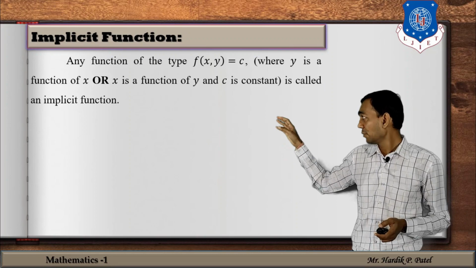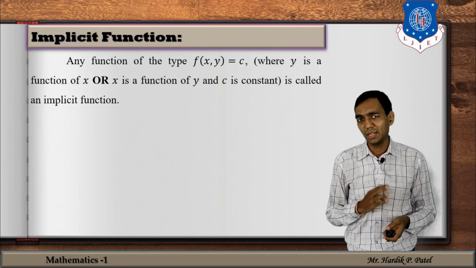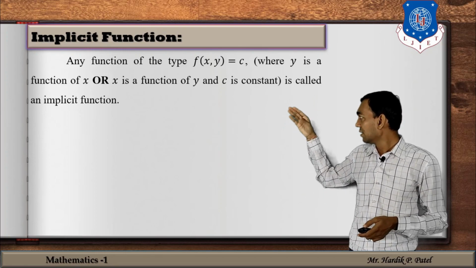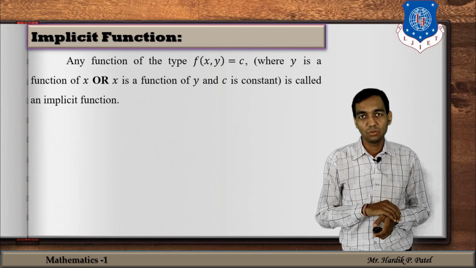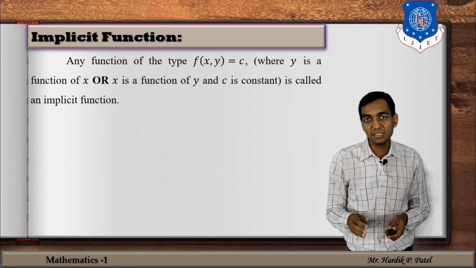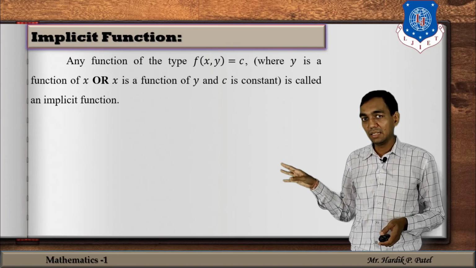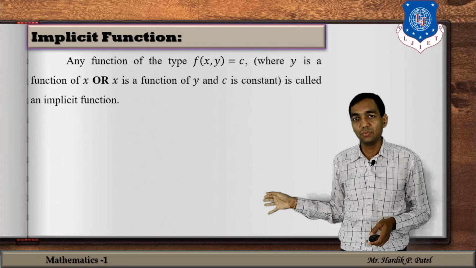Okay. Now we are going on to the implicit function. Suppose f of x comma y is equal to c is any equation or any function we have given, and here either x is a function of y or y is a function of x and c is a constant. Then in such a case, this equation is called the implicit function.